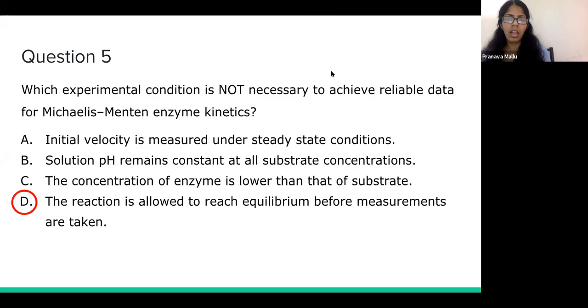I think this is confusing because you see the steady state assumption and then you see equilibrium here, and you might get that confused. But when you're talking about equilibrium here, it's talking about the equilibrium of the whole entire reaction. So the problem with that is you're measuring the initial velocity, which is at the beginning of the reaction. At that point, equilibrium shouldn't have taken place. And if it does, no matter how much you vary the substrate, the initial velocity won't change. So that's the problem with that.